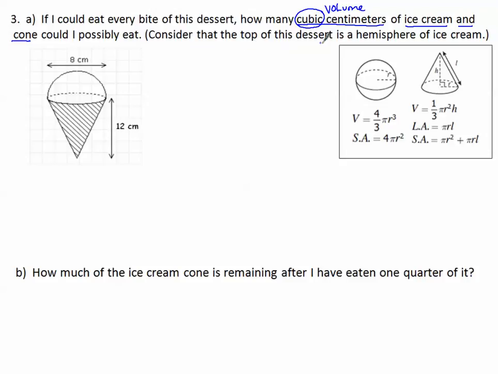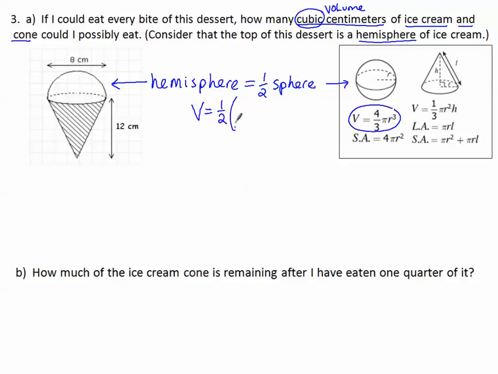Consider that the top of this dessert is a hemisphere of ice cream. So we have 2 parts to put together. The top is a hemisphere. That means half of a sphere. The sphere volume is this. So that's what I'm looking for. So I'm going to write that that volume is half of the sphere volume, 4/3 pi r cubed.